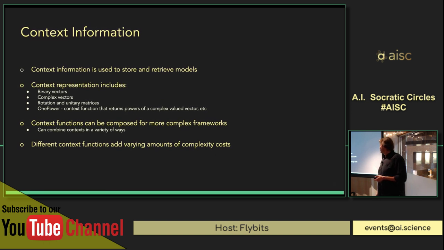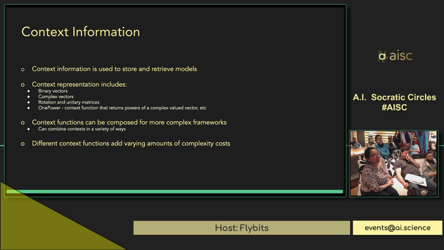They mention as well, those are the ones that they talk about. Then they talk about how context functions can be composed so that it can get more complicated and you can start doing operations on context vectors. Up to this point, a distinct k was acting like an index of distinct models, K1, K2, K3. Now we're talking about composing them and getting fancy and mixing and matching models in different ways. And then there are different additional costs of complexity with these different methods.